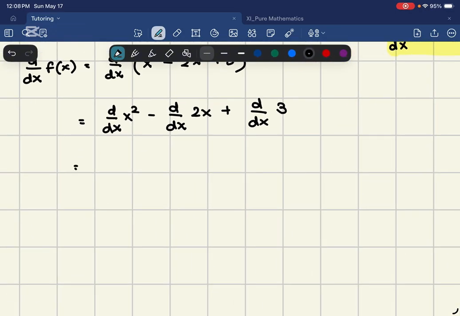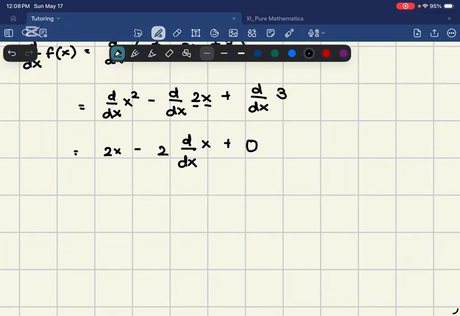So d by dx of x squared. If you remember the formula, you bring n to the front, right? The derivative of x to the power n is n x to the power n minus 1. 2 minus 1 is 1, so I get 2x here. Minus, remember, you can take the constant out. We discussed this rule as well. And this derivative is 0 because 3 is a constant, right? So if you have a constant times your function, you can bring that constant out in front. So you have 2x minus the derivative of x.